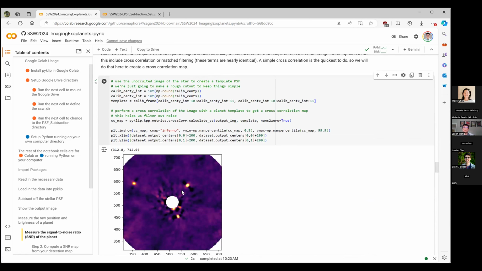Again, you can see the 4 planets, 1, 2, 3, and 4. The 4th one's a little bit harder to spot than the other 3.